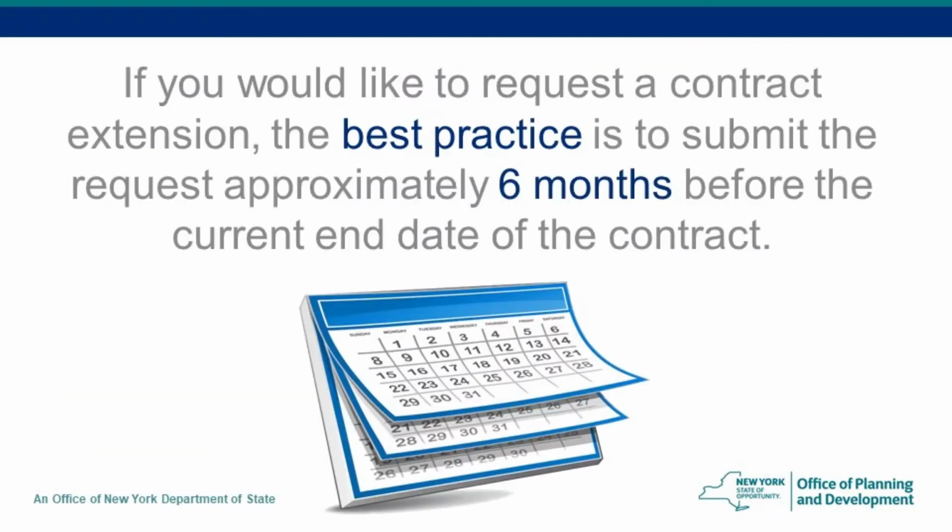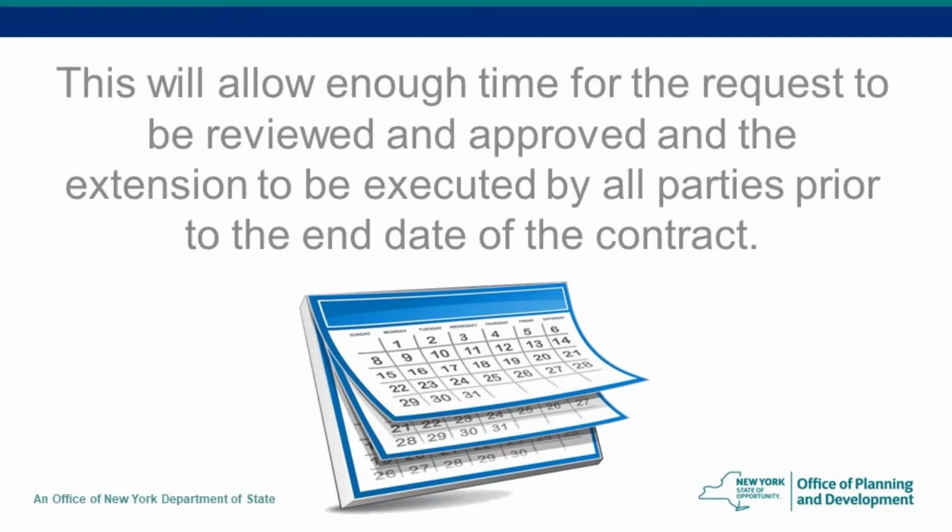If you would like to request a contract extension, the best practice is to submit the request approximately 6 months before the current end date of the contract. This will allow enough time for the request to be reviewed and approved, and the extension to be executed by all parties prior to the current end date of the contract.